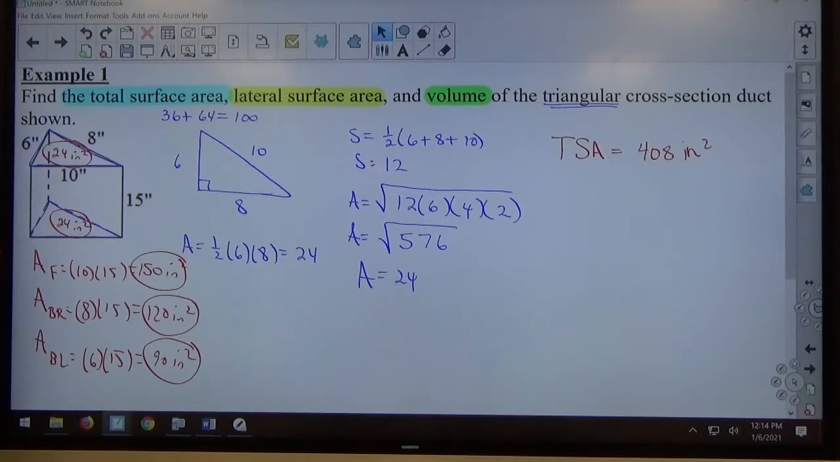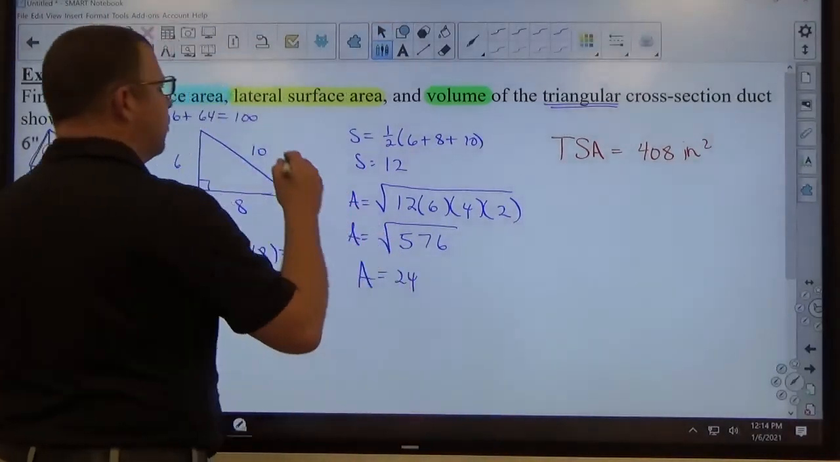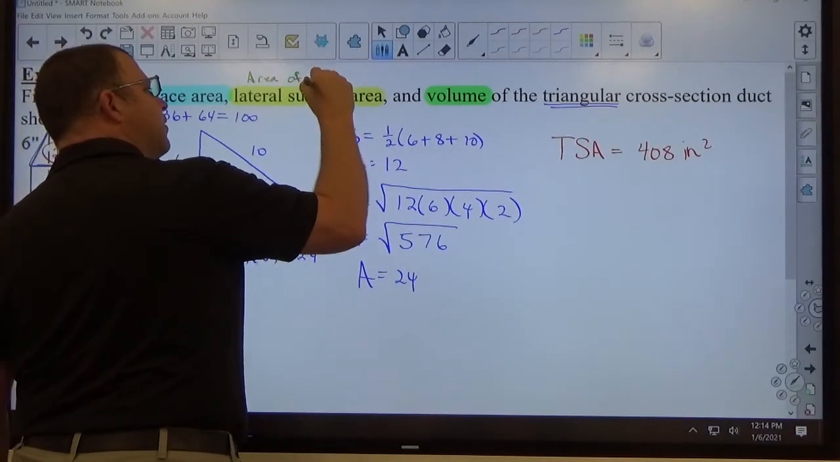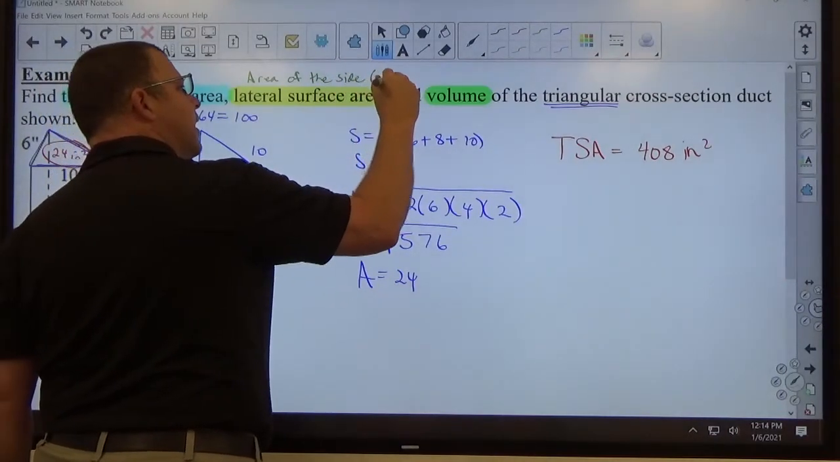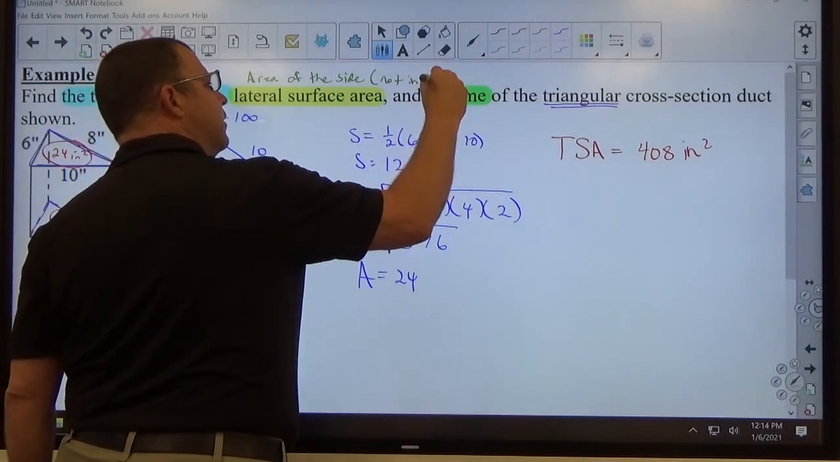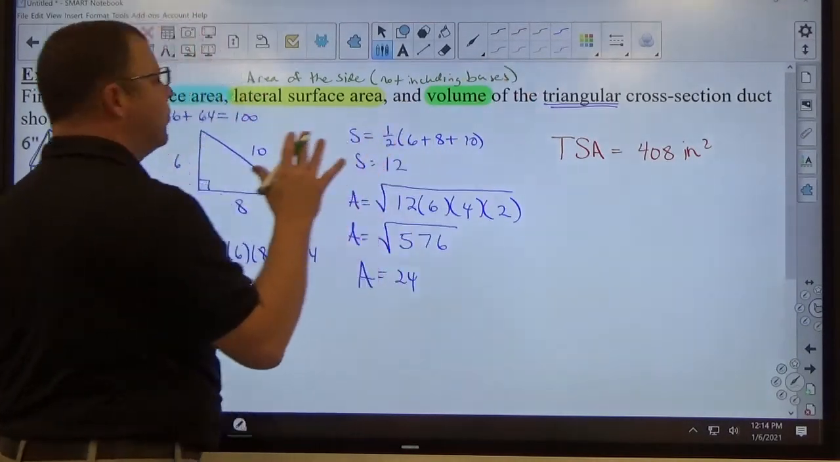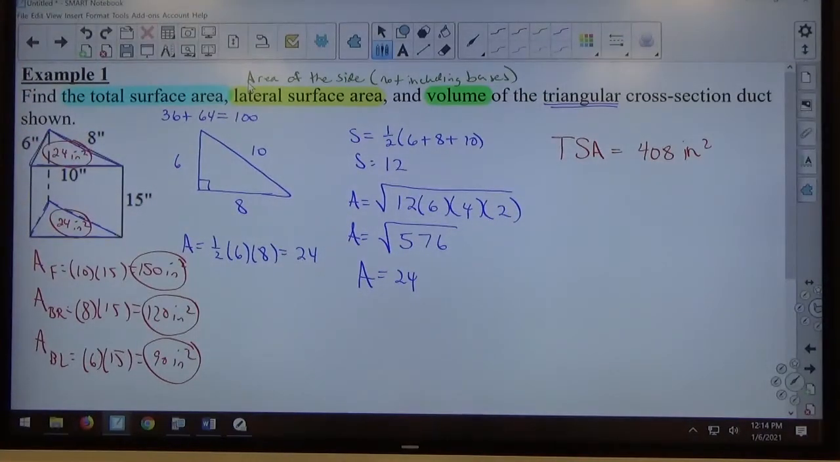Lateral surface area, if I were to describe lateral surface area to you, it's the area of the sides, not including bases. Again, lateral surface area of a prism. A prism has 2 identical twin bases, and then you got a whole bunch of sides. So if I'm doing lateral surface area, I only want the area of the sides. The bases don't count. I don't care about the top or the bottom, I care about only the sides. That's what lateral surface area is.